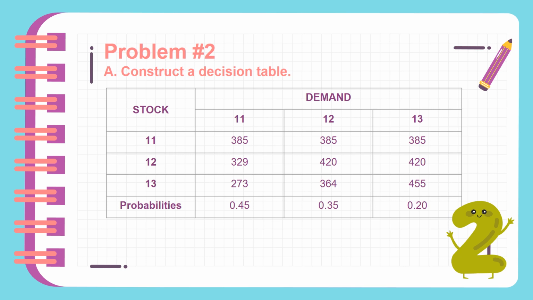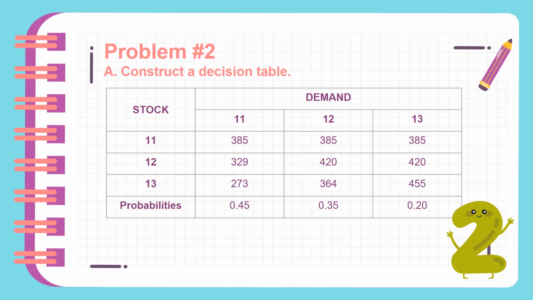Firstly, if we have a stock of 11 and a demand of 11, we simply multiply it by the profit that we will earn if we were to sell all of the stock 11. So that is 11 multiplied by 35, we get the amount of 385.